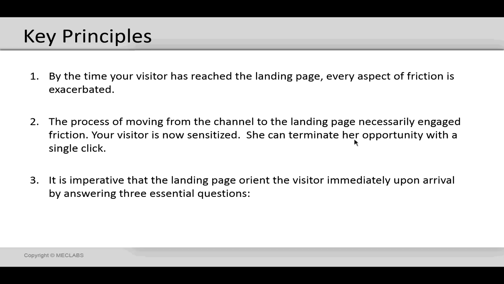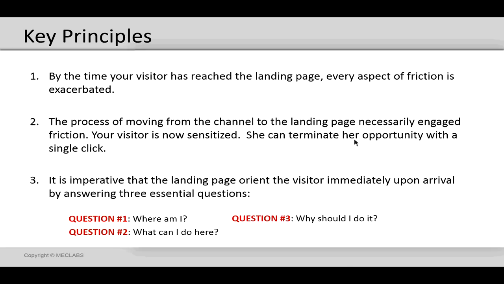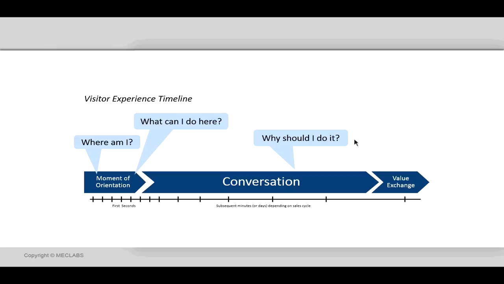So it's imperative that the landing page orient the visitor immediately upon arriving by answering three essential questions: where am I? What can I do here? And how could I do it? These three questions make sense in the context of this visitor experience timeline. In the first second that somebody arrives on the page, we have to answer the questions, where am I? And what can I do here? And then the rest of the page needs to engage that user in a mental conversation that answers the primary value proposition question, which is, why should I do it? And that moves people to the call to action, and that's when the value exchange actually takes place.